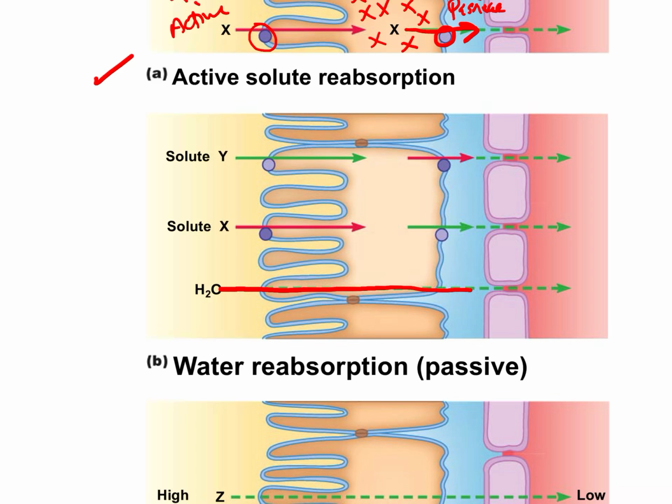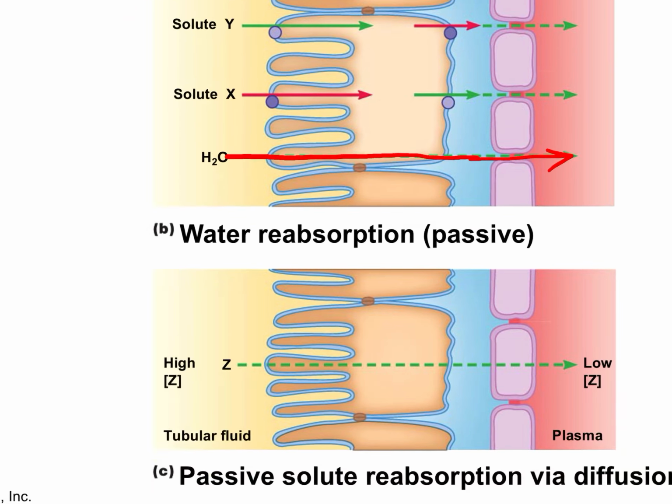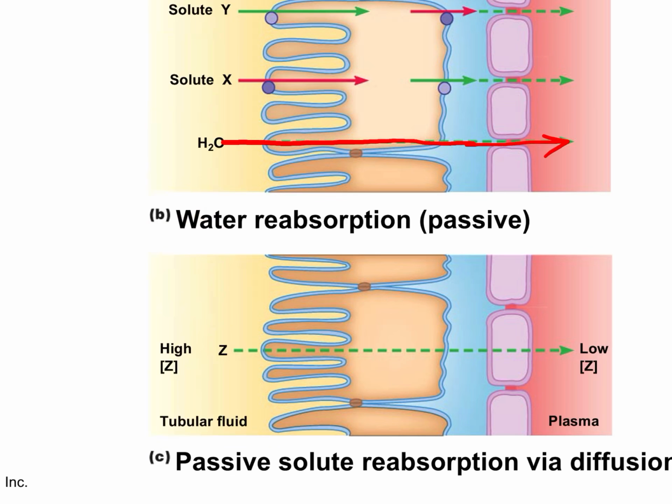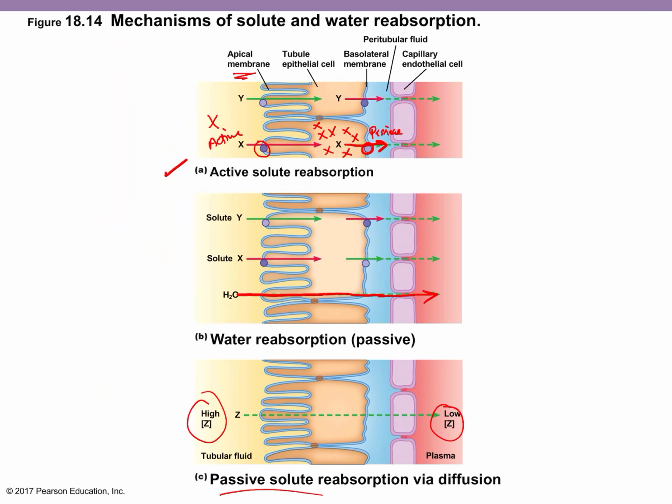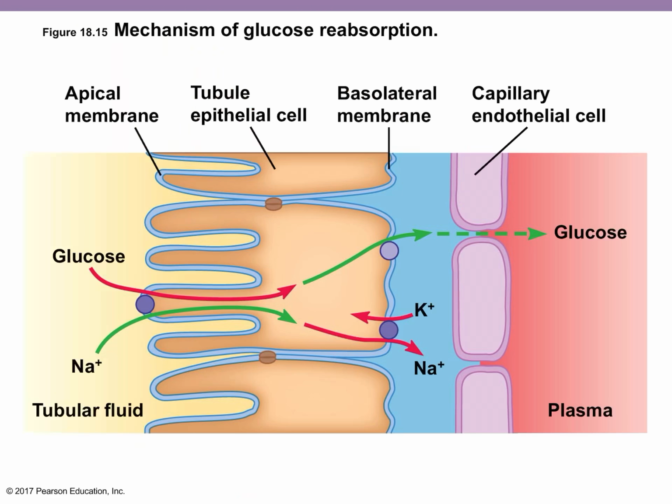We can have water reabsorption, which is passive. Water moves through channels. It moves through aquaporins, and then on the capillary end, it can actually just move through the loosey-goosey cells of the capillary. They're not tightly joined. And then lastly, passive solute reabsorption, which is just diffusion. So if there's a high concentration of one solute and it's lipid permeable, it can move into the plasma of the bloodstream.